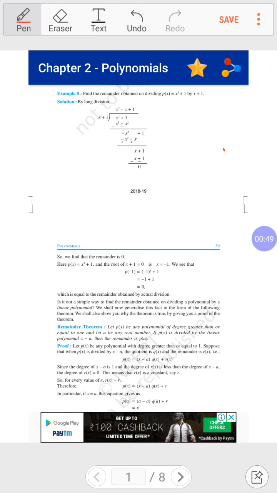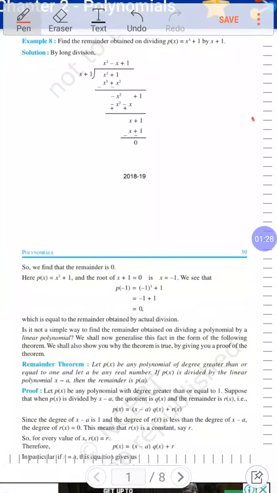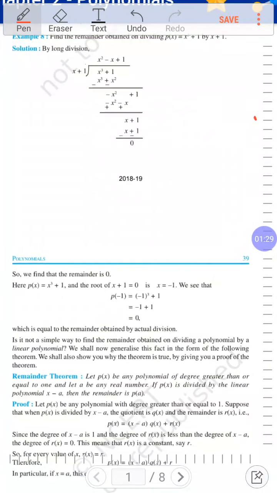So if you will see over here, example 8. Last time I had explained up to example 7, and I had said that the remainder theorem also helps us to find the remainder directly without dividing. Here also you can see the same thing has been shown. It has been said to find the remainder obtained on dividing. I am making it a little bit bigger so that you can watch it properly.